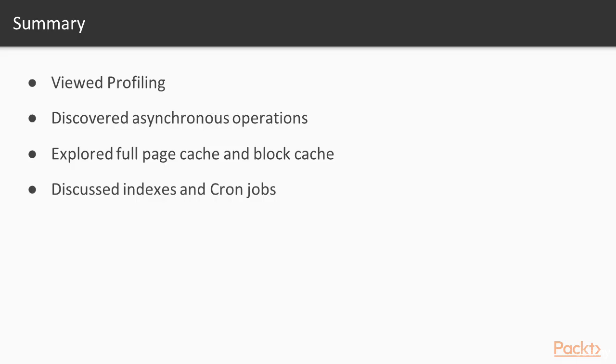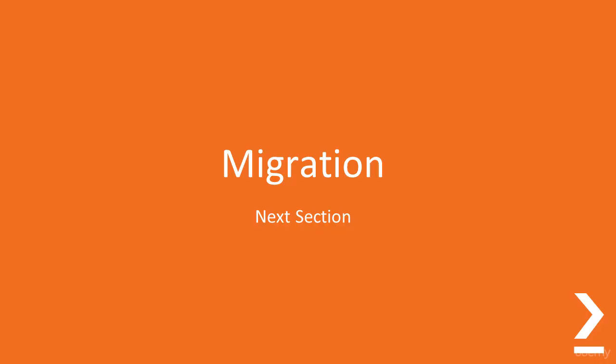That's it for admin panel optimizations. And in the next section, we'll talk about kind of global optimization for Magento, that is migration from Magento 1 to Magento 2.